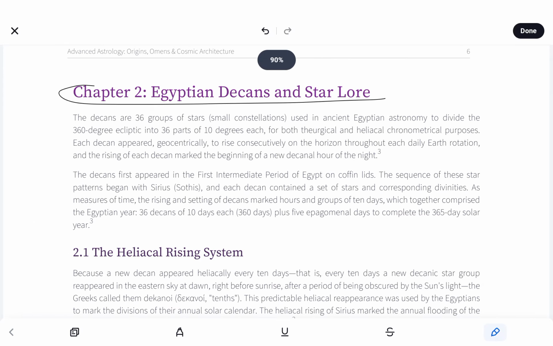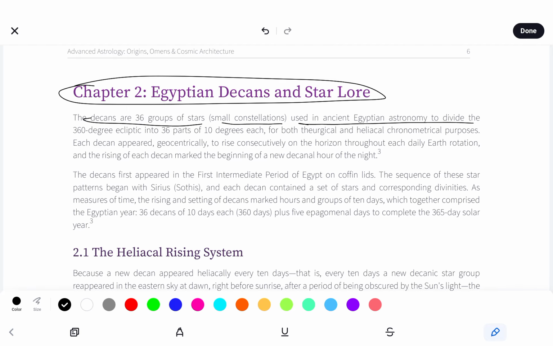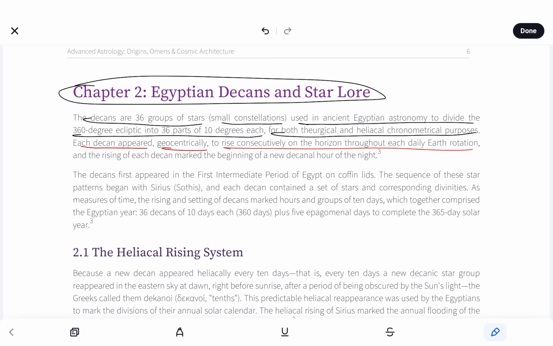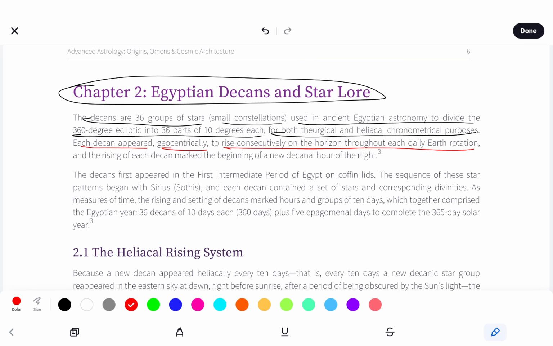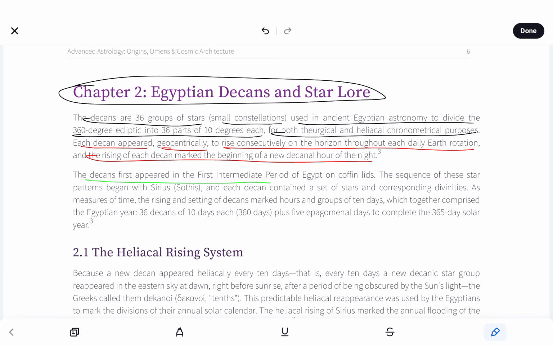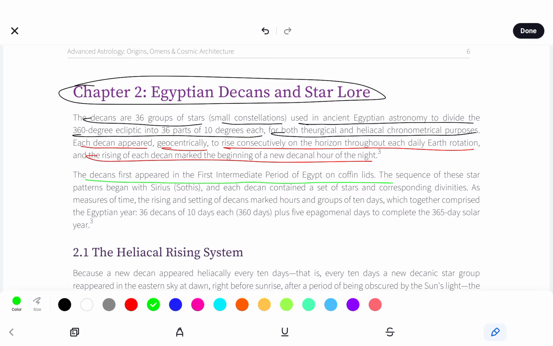Alright, Egyptian decans and star lore. The decans are 36 groups of stars, small constellations used in ancient Egyptian astronomy to divide the 360-degree ecliptic into 36 parts of 10 degrees each, for both theurgical and heliacal chronometrical purposes. Each decan appeared geocentrically to rise consecutively on the horizon throughout each daily Earth rotation, and the rising of each decan marked the beginning of a new decanal hour of the night. The decans first appeared in the First Intermediate Period of Egypt on coffin lids.